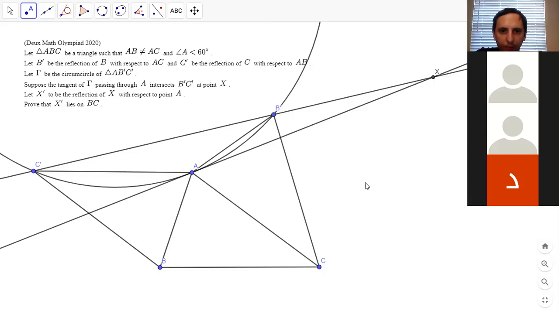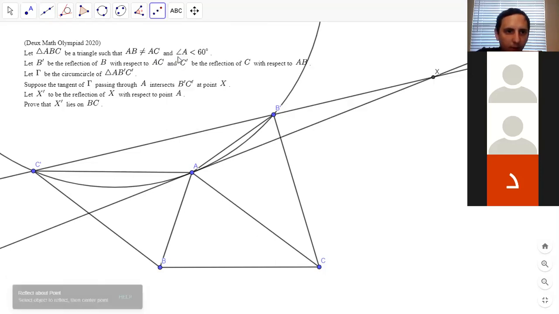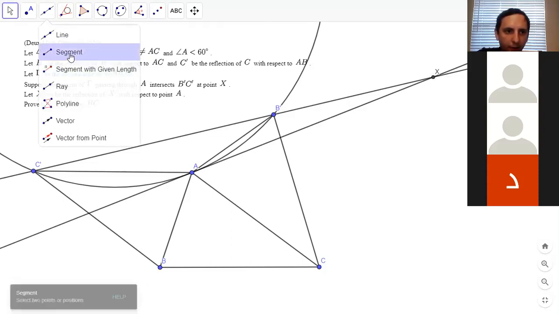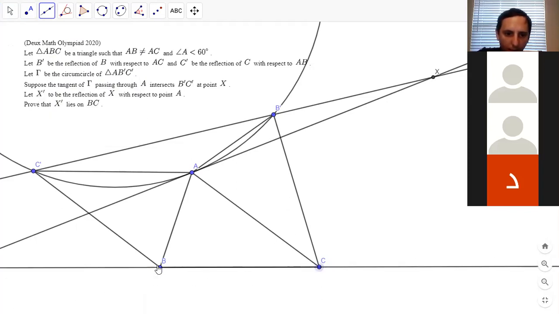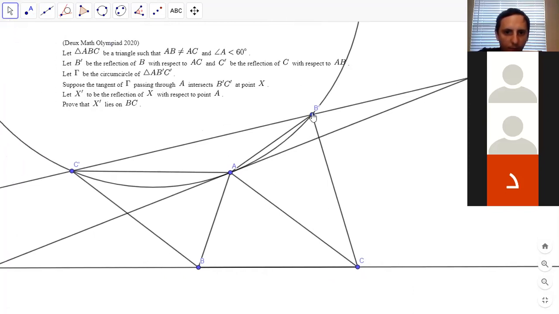And X prime is a reflection of X over A. I'm going to have to make some more room here. We want to show X prime lies on BC. Another way to do that is to let XA intersect BC at a point, and we want to show that A is a midpoint. That might be an easier way to do it. This one doesn't look super hard, but it's hard to tell.